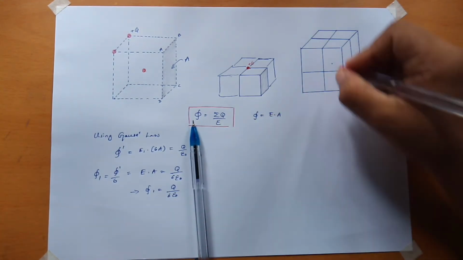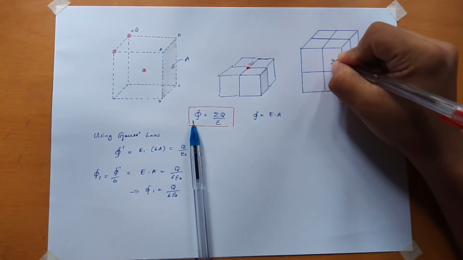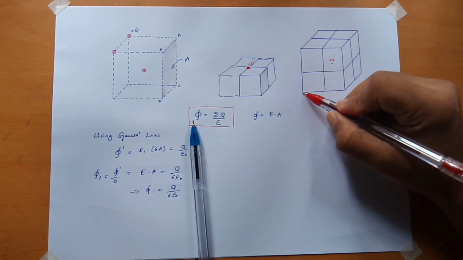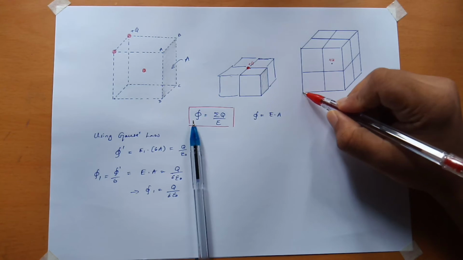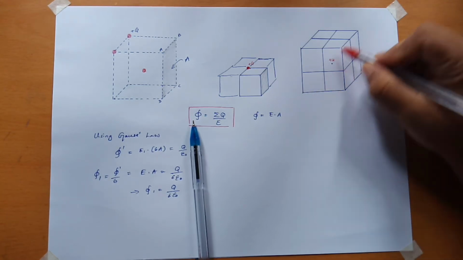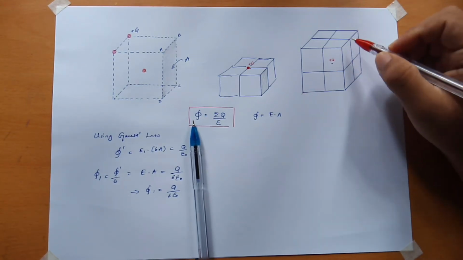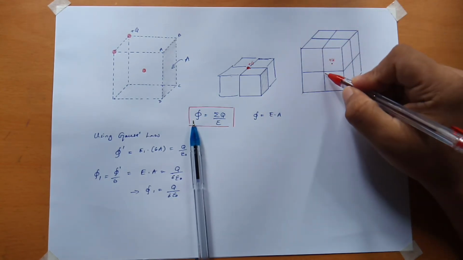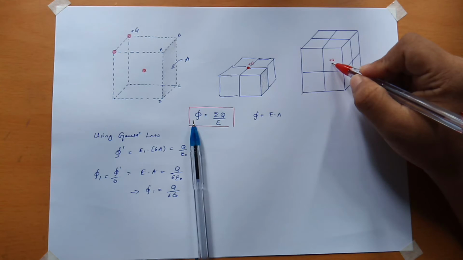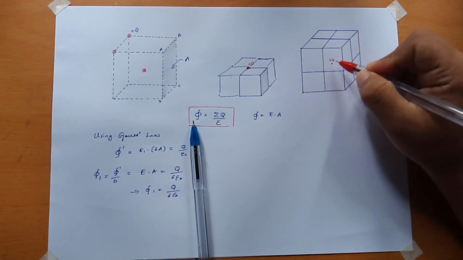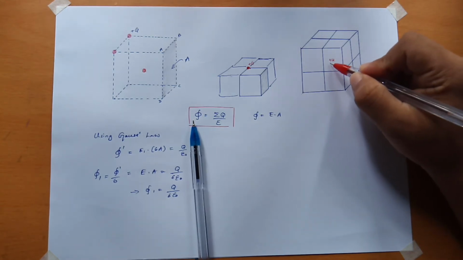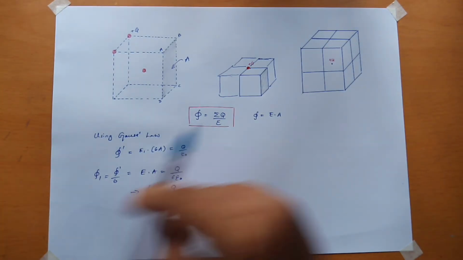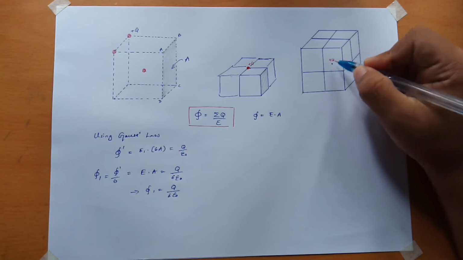Let me mark that. So it is at the center, which means if you draw two diagonals, one from this corner to this corner and another from this corner to the other side corner, they will intersect at a point, which is the center, right? So at that center we have this plus q charge.